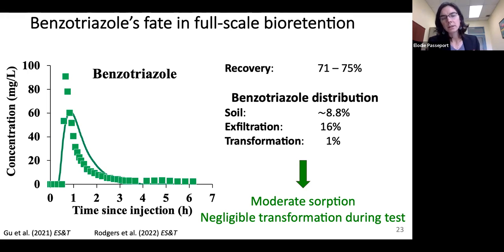I would note that this soil absorption potential estimated here is probably an underestimate because at lower concentration, it tends to absorb more. And here we were working at higher concentration than environmentally relevant. Okay, but this transformation potential, I was very interested to try and understand this better.